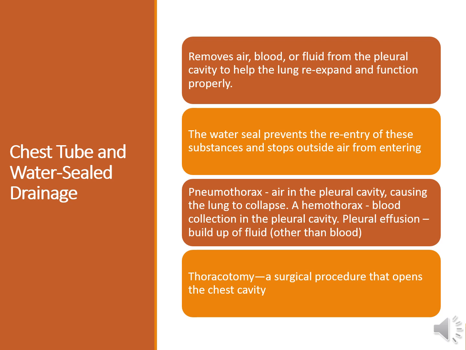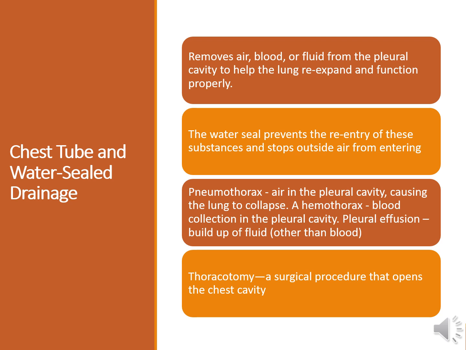Normally, the pressure in the pleural cavity is lower than atmospheric pressure. If the pressure changes due to disease or injury, it can lead to problems. A pneumothorax occurs when air enters the pleural cavity, causing the lung to collapse. A hemothorax is when blood collects in the pleural cavity, preventing normal lung expansion, while pleural effusion is when fluid other than blood builds up. All these conditions hinder the lung's ability to expand and get enough oxygen.